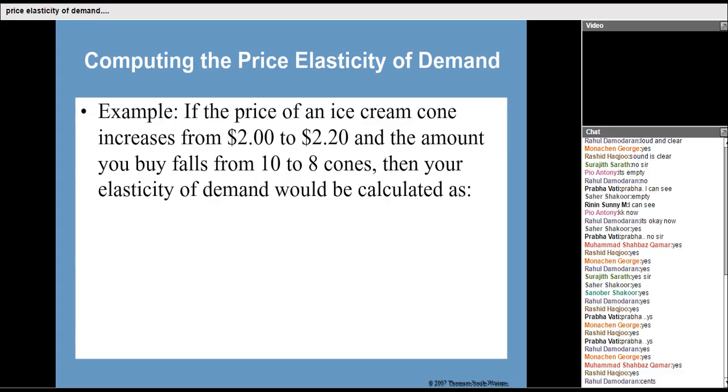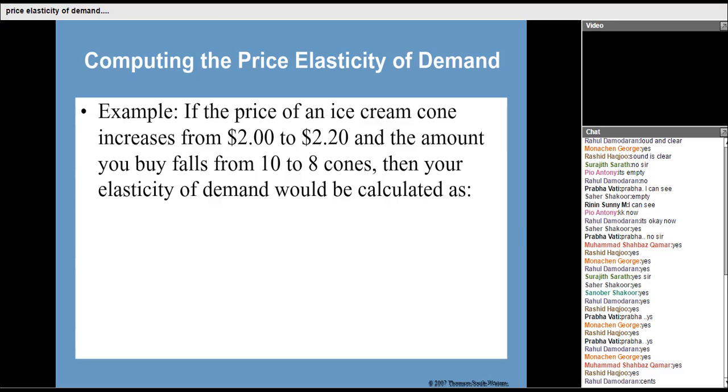And the amount you buy falls from 10 to 8 cones. Then your elasticity of demand would be calculated as follows. See, what happened exactly? The price of ice cream increased from $2 to $2.20, right? And of course, when you increase the price, the demand will automatically fall. That is the law of demand. So the demand will go down.